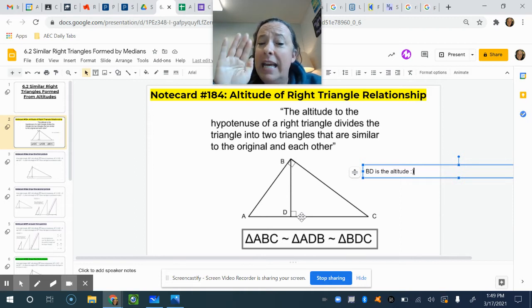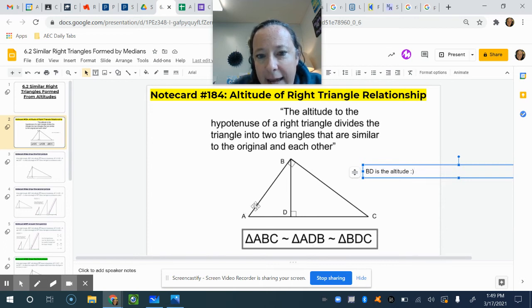Tricky. So this is the hypotenuse of the big right triangle that's sitting here. Funky, we're used to seeing them kind of sitting up. That altitude to the hypotenuse of this right triangle divides the triangle into two triangles that are similar to the original and to each other. So ABC is similar to ADB.